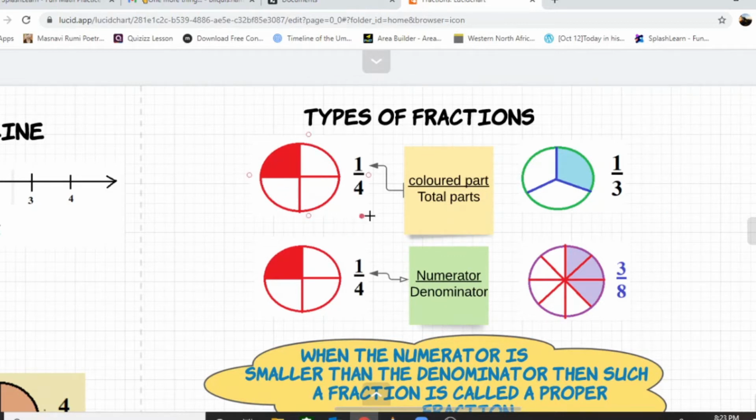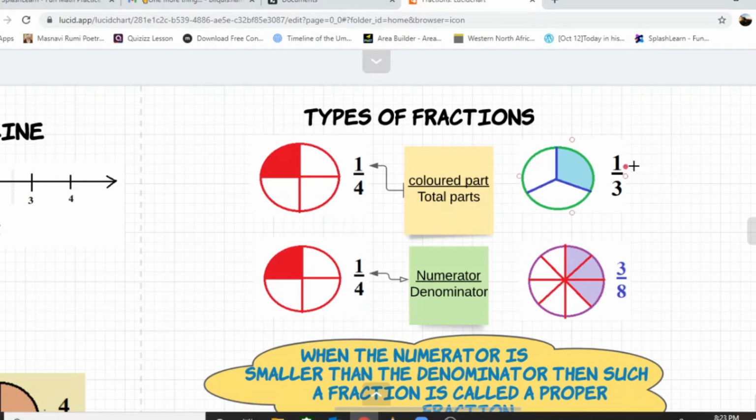Here is a figure which is divided into 4 equal parts, and one of the parts is colored or shaded, so the fraction written in number will be 1 upon 4, where 1 is the colored part and 4 is the total parts. We can also say that 1 is the numerator, whereas 4 is the denominator. Let's see some more examples.